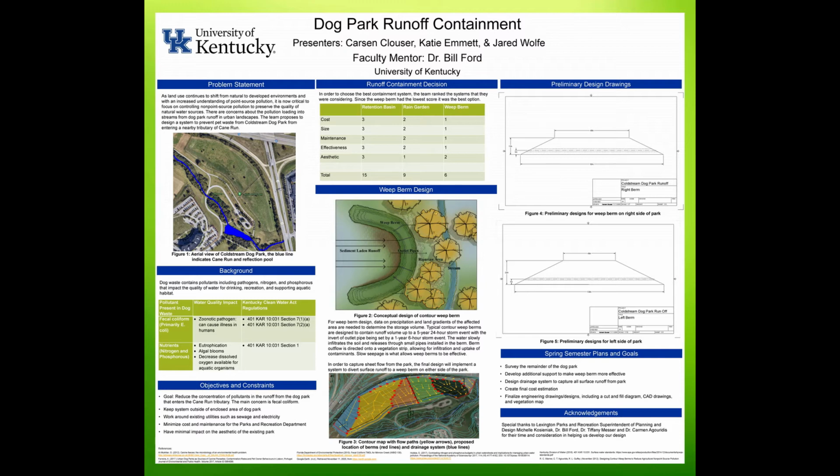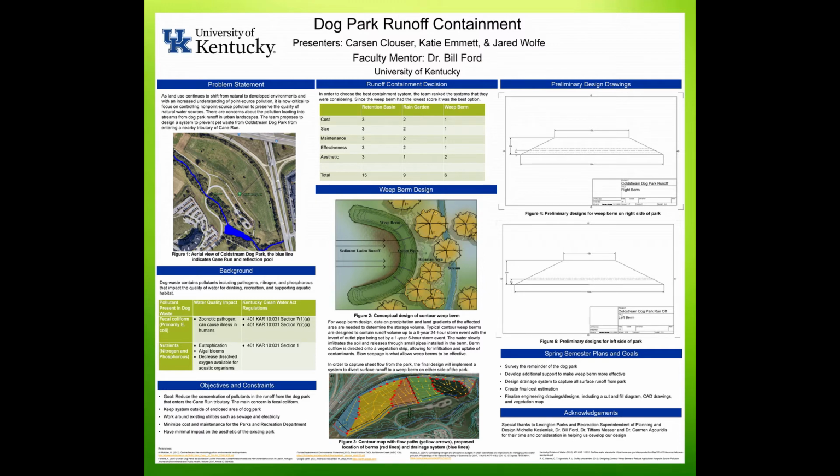Typical design for a wheat berm is meant to contain runoff volume for up to a 5-year, 24-hour storm event. This is dependent on the area in question, as well as the height of the invert of outlet pipes being set by a 1-year, 6-hour storm event.